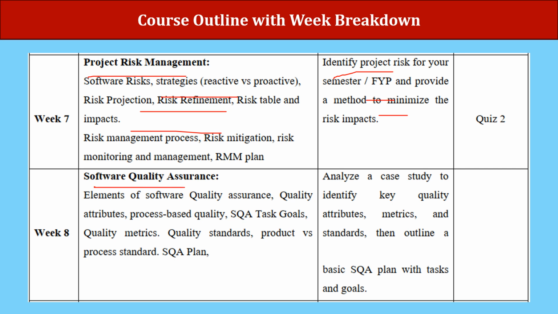Software quality assurance: key elements of SQA, quality attributes, process-based quality, SQA tasks, goals, quality metrics, quality standards, product versus process, and SQA planning. And then for the activity, we have the analysis of a case study to identify essential quality attributes, metrics, and standards, and develop a basic SQA plan with defined tasks and goals.